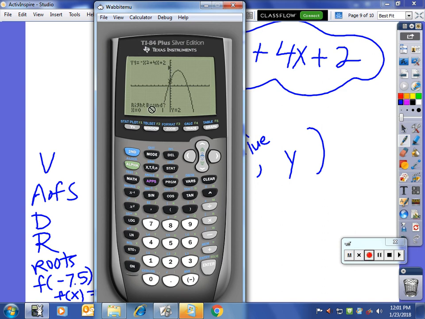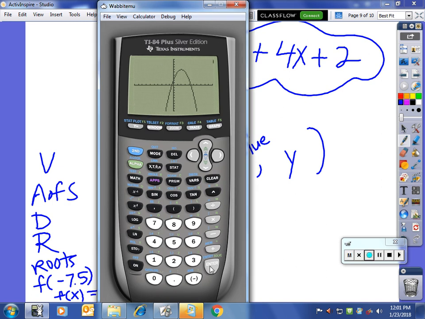Then it's asking me for a right boundary. Well, my cursor is not to the right of the vertex right now. How can I make it go to the right? You can just hit the arrow key. And now, once I'm safely to the right of the vertex, I hit enter. It always asks for a guess. Ignore that and hit enter. Now look what it tells you the maximum is.